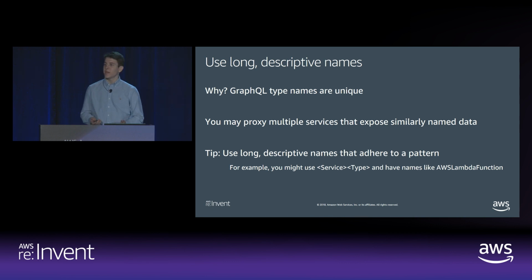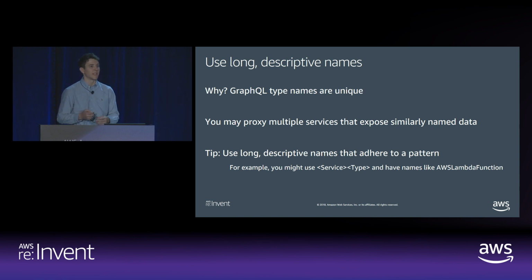It's a pretty common use case to have an API that fronts multiple backend resources. Maybe it's different services, maybe it's just different data stores for the same service. And it's not abnormal for those backend data sources or services to have similarly named data. You might have two services, both of those services might have a user concept, and they might both name them user, because when they're building them, they build them in a silo. And then when you're exposing them, you need to figure out a way to expose both of those user concepts with a unique name. So tip number one, use long descriptive names that adhere to a pattern.